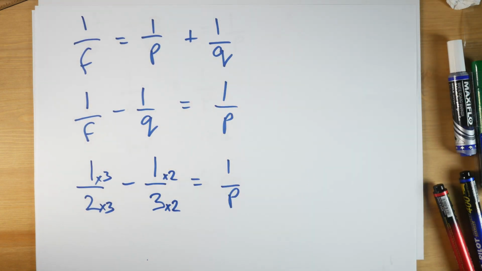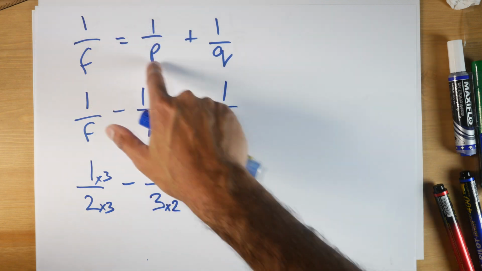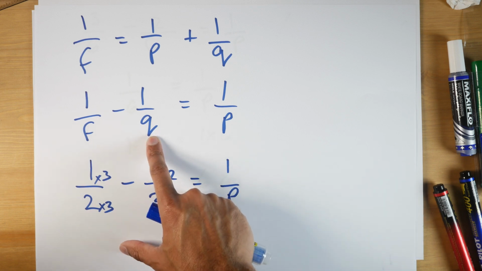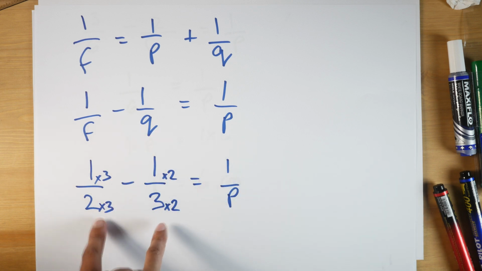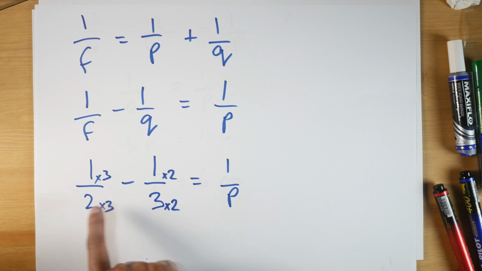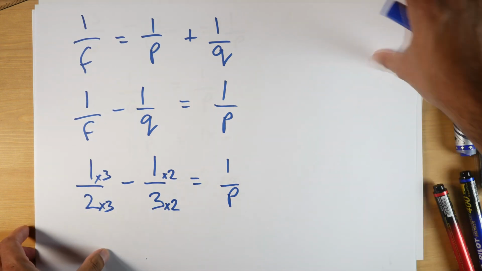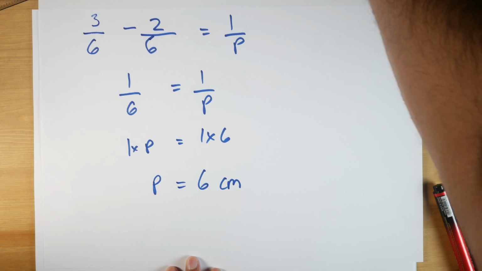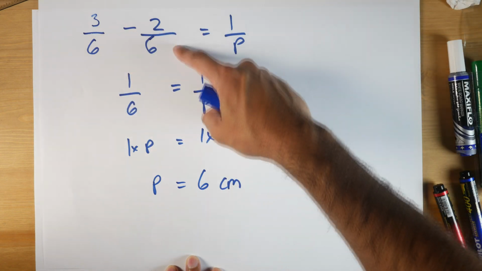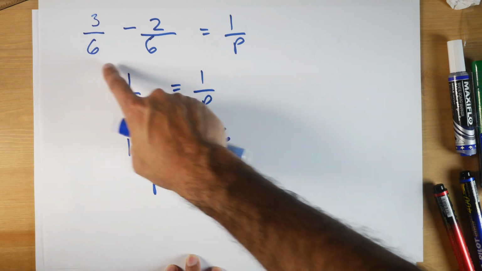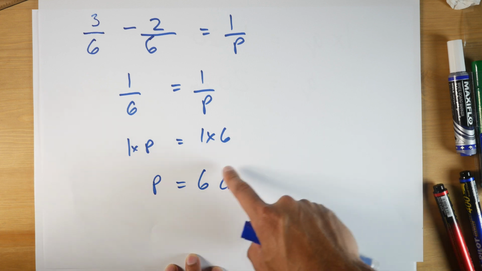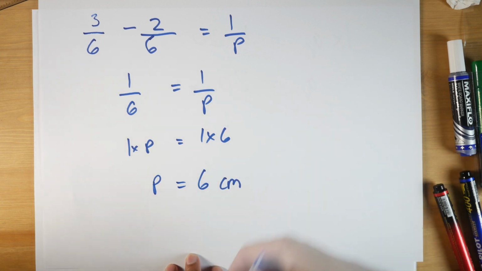Let me go over what I did from the top. First of all, you write out your formula. And you have to have this on its own, which means this plus 1 over q, take it to the other side, it becomes minus 1 over q. You then put in the numbers, and you've got to make sure that the denominators are the same. Once you've got that done, you work out 3 over 6 minus 2 over 6 gives you 1 over 6. So the denominator remains the same, you're just subtracting the numerators. And then you cross multiply. Finally, you add the unit, and that would be full marks.